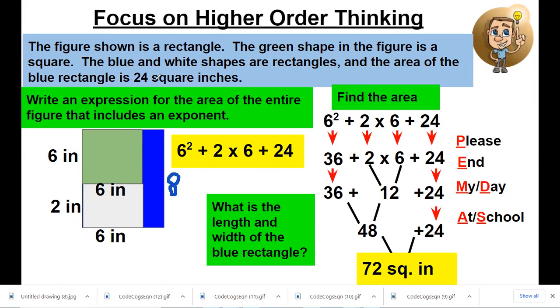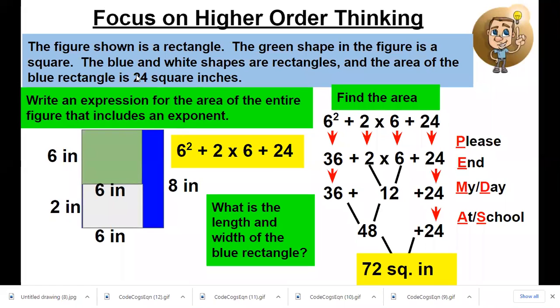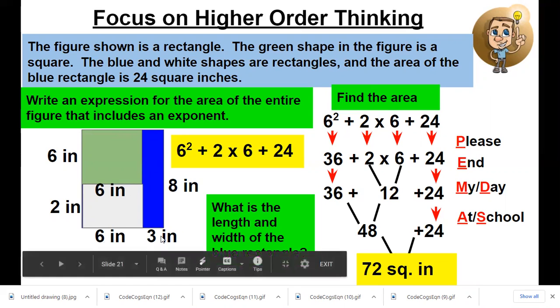And what do we know from the problem? That the blue rectangle is 24 square inches. So something has to be multiplied by 8 to give us 24. Well, 8 times what? 8 times 3, right? So that little piece there of the blue rectangle is 3. So that's 8, and that's 3. Do you know what the length of this whole side is right here? What's the length of that side? It would be 6 plus 3, or 9, right? Because that's the whole length over here, the whole same length over there.